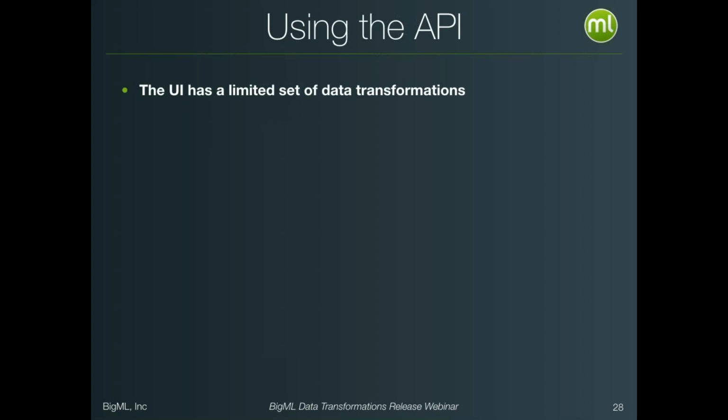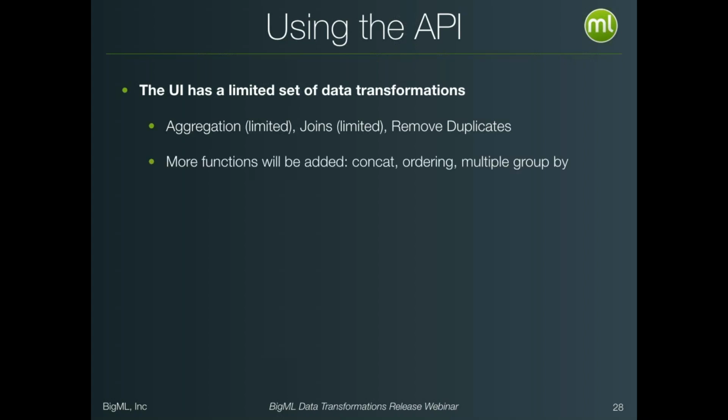Moreover, the API has a much bigger set of functionality. So currently the UI has a limited set of data transformations. So in the aggregation, I showed you the options available there, the joins and the removing duplicates. Now more functions are going to be added. Actually, concatenating is there. So between the time I made this slide and did this demo, I forgot to remove that. There's also going to be an option to do reordering, which is actually going to be a super cool function for what are called conditional windows in Flatline, where you can create a window that changes, that creates a feature based on an unknown number of fields, but you have to be able to sort them.